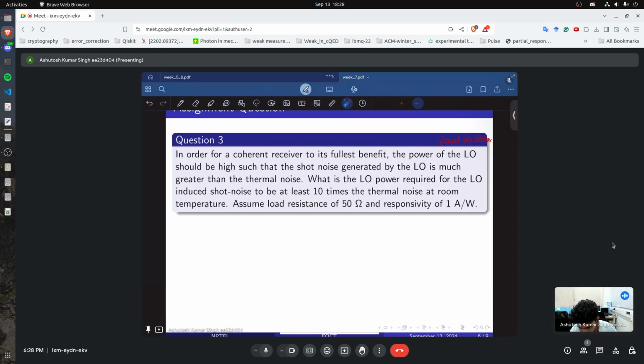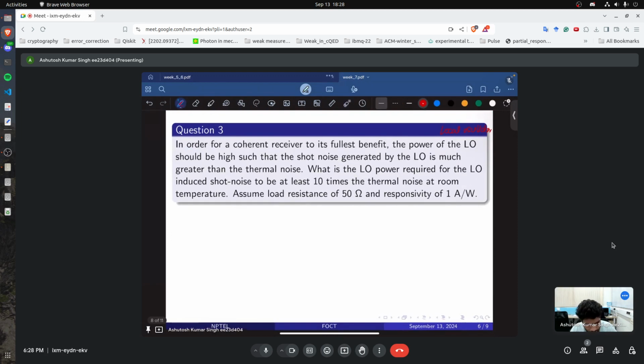Now let us write down everything that has been given to us in the question. So we have been given it should at least be 10 times the thermal noise. So shot noise should at least be 10 times of thermal noise, and we would want our power of the local oscillator to be much greater than the power of the signal itself. What else is given? My load resistance is given as 50 ohm. My responsivity is given as 1 amps per watt. And do we need something else? Let's see. Let us write down the formulas that we know.